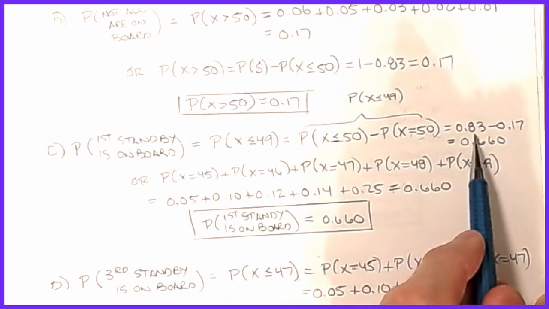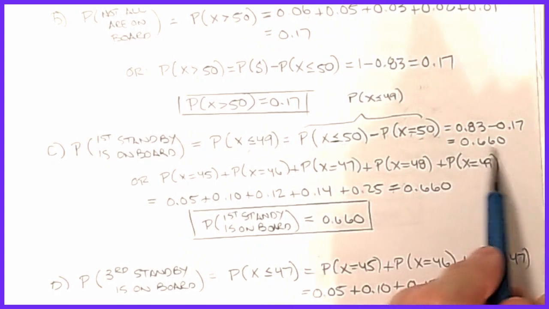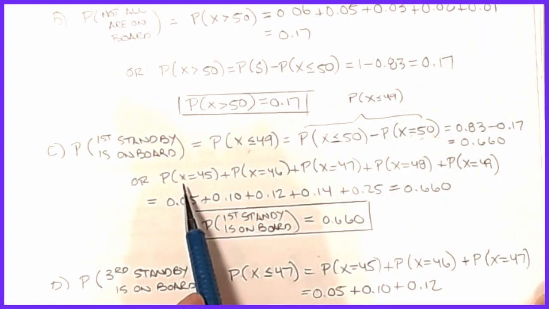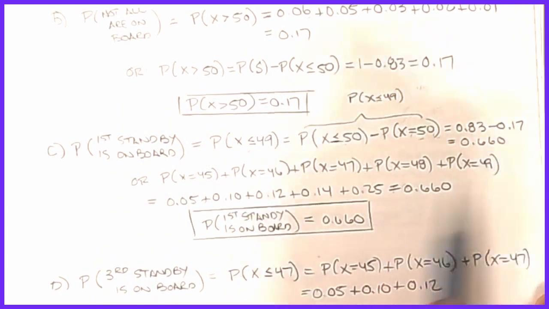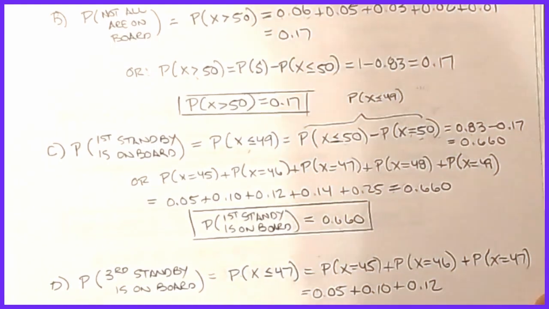Okay, and so I could take my number 0.83 and then x equal to 50 specifically is 0.17. That gets me to 0.66. Okay, or we could do it the old-fashioned way, the way that we did it, brute force. 45 plus 46 plus 47 plus 48 plus 49. I add all the numbers and I do indeed get that same probability back. All right, so there's lots of ways to do this.